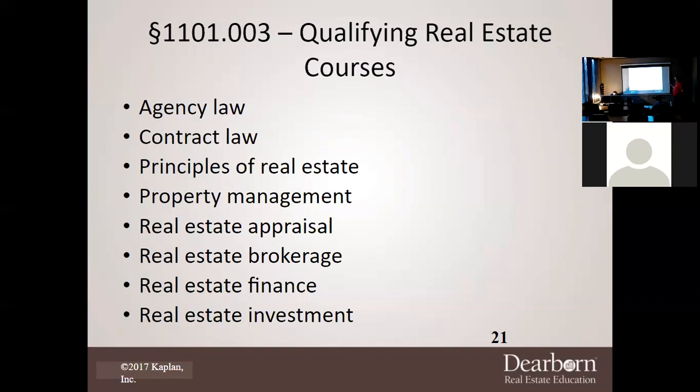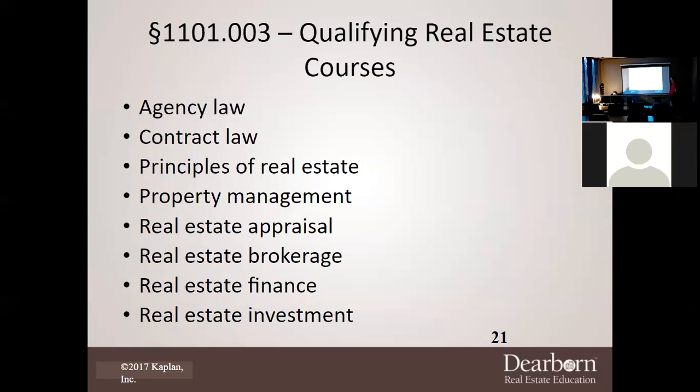are agency law, contract law, principles of real estate, which is the third one you're currently in, finance, and guess what else? Contract forms and addenda. Okay. The other ones are elective: property management, real estate appraisal, real estate brokerage, and real estate investment. Every one of those is an optional course.